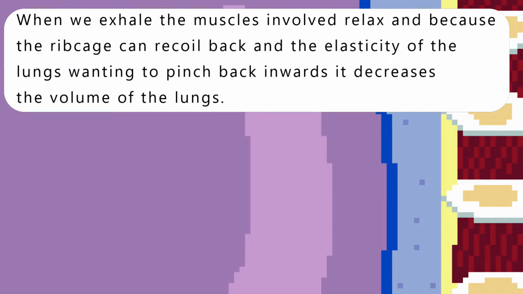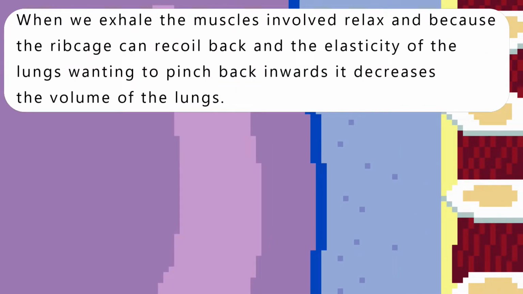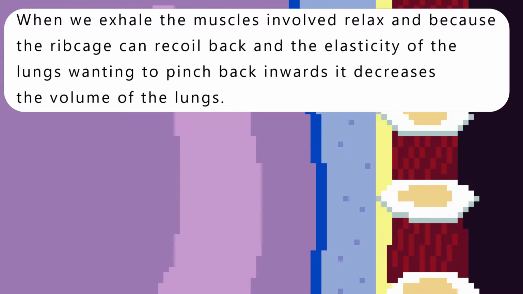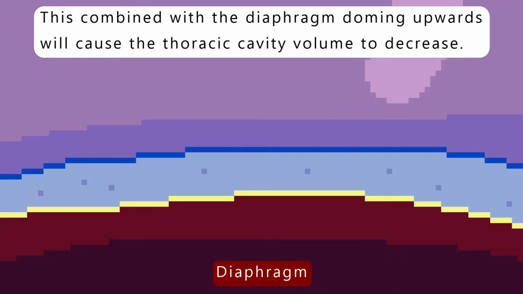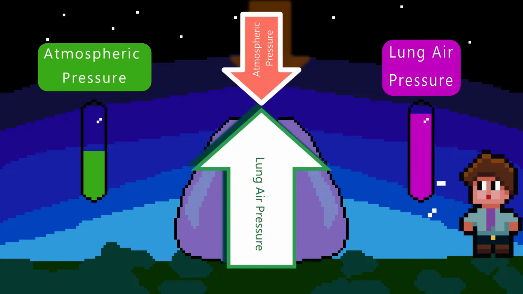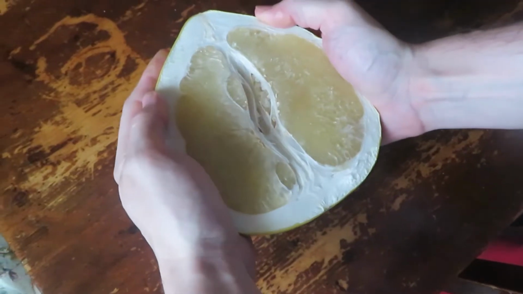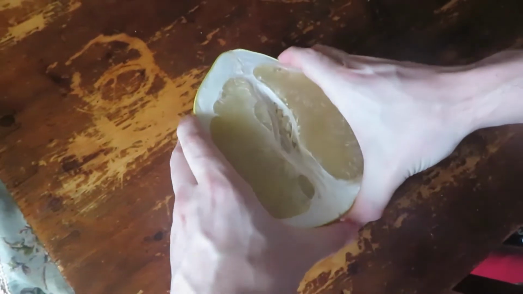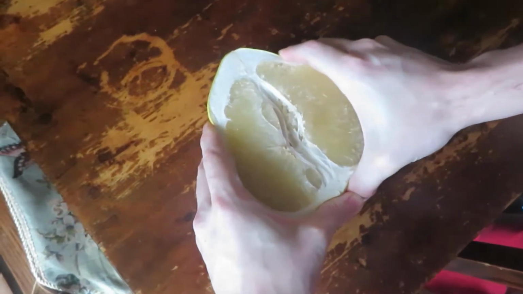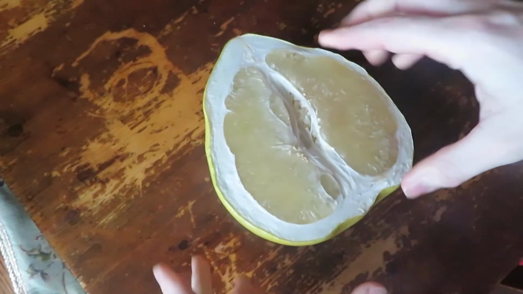When we exhale, the muscles involved relax, and because the rib cage can recoil back and the elasticity of the lungs wanting to pinch back inwards, it decreases the volume of the lungs. This combined with the diaphragm doming upwards will cause the thoracic cavity volume to decrease. This forces air out of the lungs and into the atmosphere because the pressure is higher in the lungs compared to the atmosphere. Here is a pomelo fruit, and they kind of look like lungs. If we squeeze the fruit, the volume decreases and the pressure increases, causing the juice to be forced out.